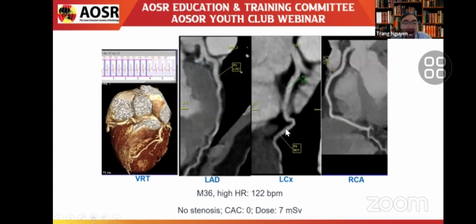And here you can see some examples of patients. This is a man, 36 years old, with a very high heart rate here. Even though the heart rate is very high, we still have reasonable image quality. And in this patient, we find that there is no stenosis, and the calcification score is 0, and the dose is very low.